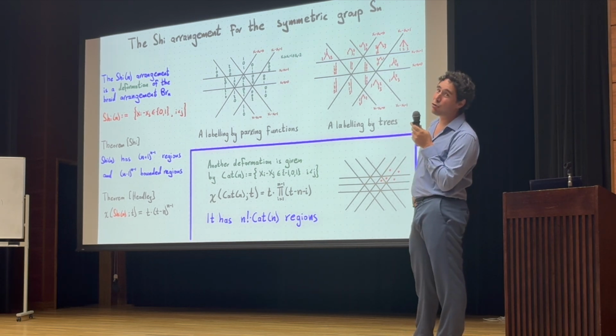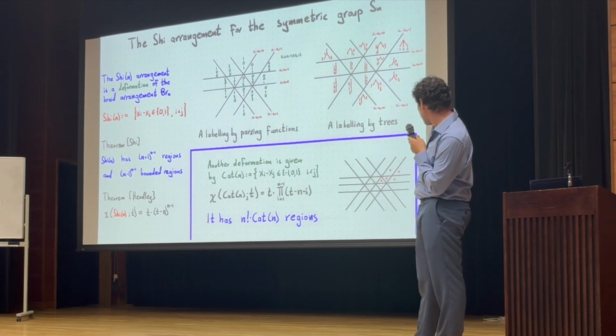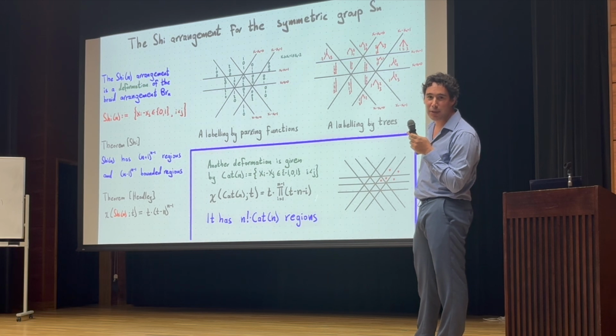This is the Catalan deformation because it has n factorial times Catalan of n many regions. They're labeled by hertz because I like the Catalan numbers. This is a pattern.